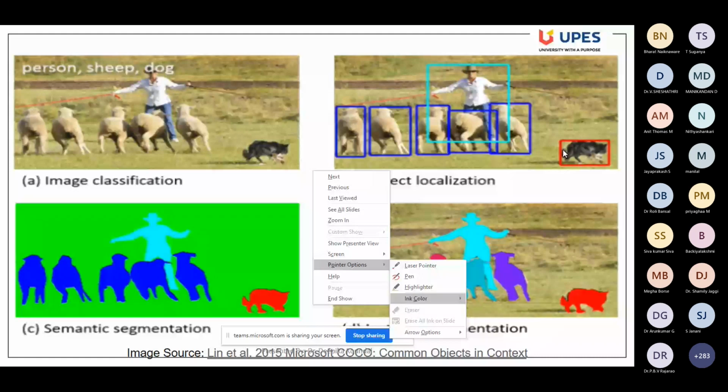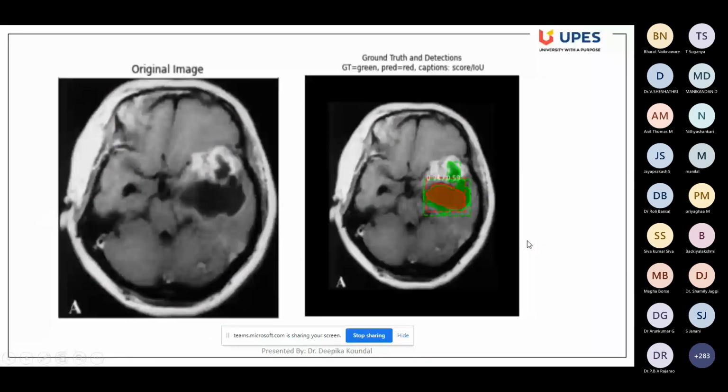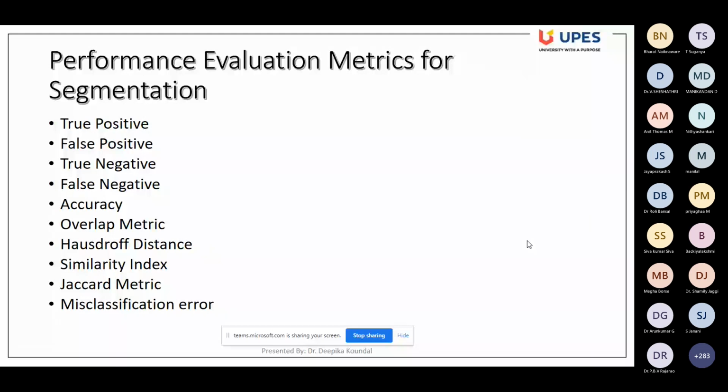And in semantic segmentation, we have just colored the objects. But in instance segmentation, we have provided different colors to each object with different IDs. So this is the difference between instance segmentation and semantic segmentation. So these are different evaluation metrics for segmentation.